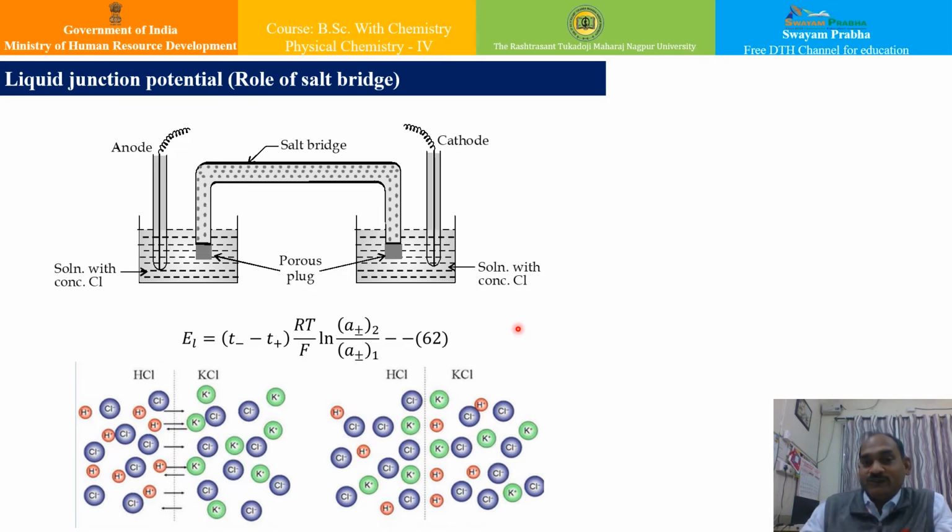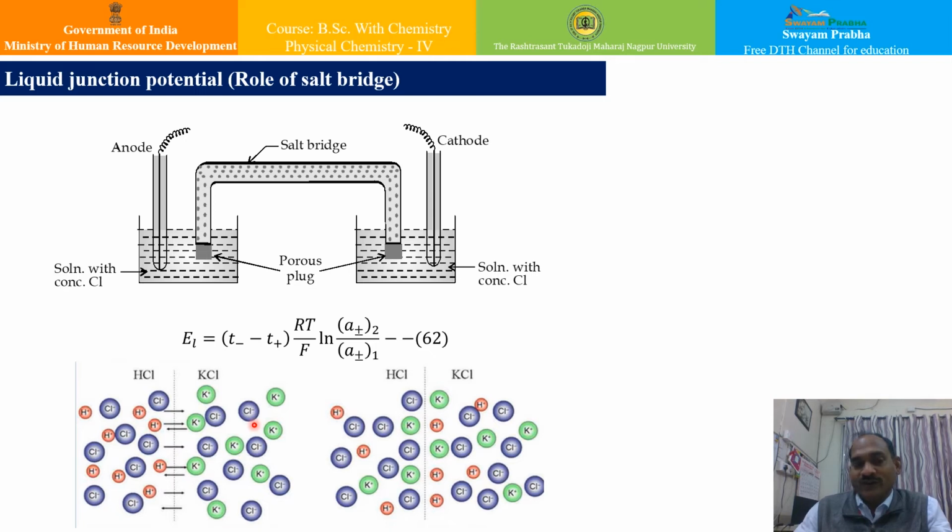Got the point? This potential works in the opposite direction to the cell EMF, and therefore the reduced cell EMF will be given by this particular expression. These are the transport number of anion, the transport number of cation, and these are the activities of the ions. Now, in order to eliminate the liquid junction potential, a salt bridge is used.